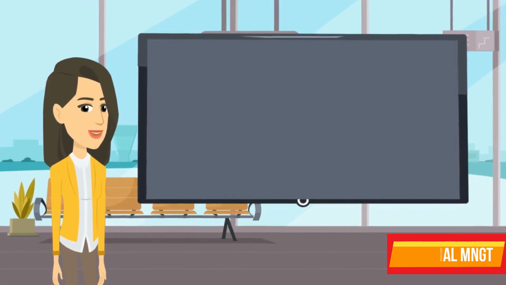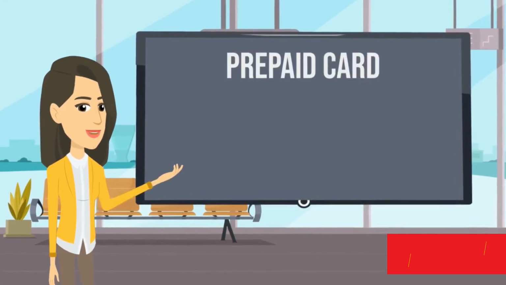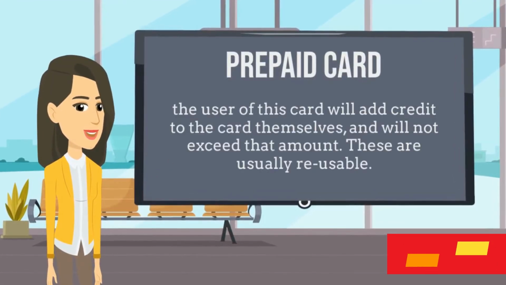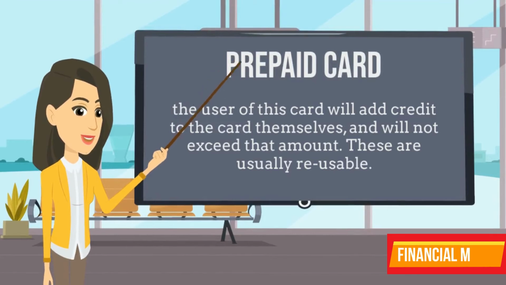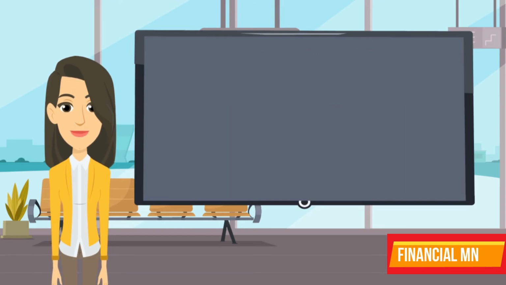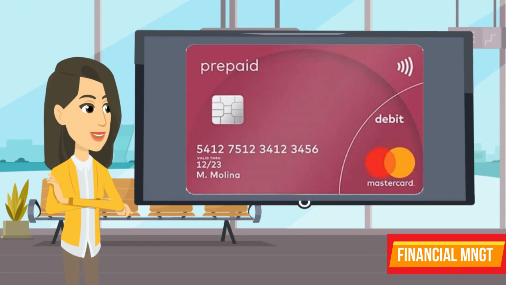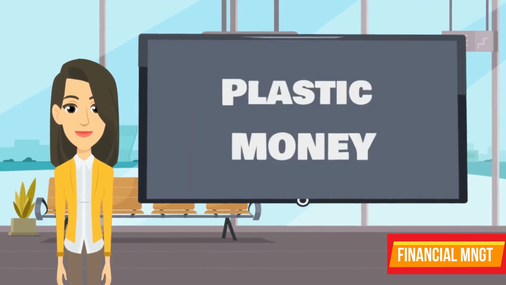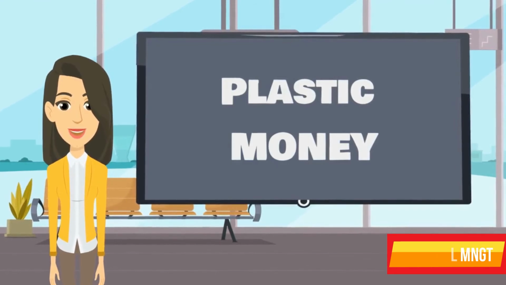The last type of plastic card that we have here is the prepaid card. As the name suggests, the user will add credit to the card themselves, and will not exceed that amount. These are usually reusable. However, some cards, usually marketed as gift cards, are not reusable, and once the credit has been spent they are disposed of. Prepaid card looks like this. And that's all the plastic cards we have here.